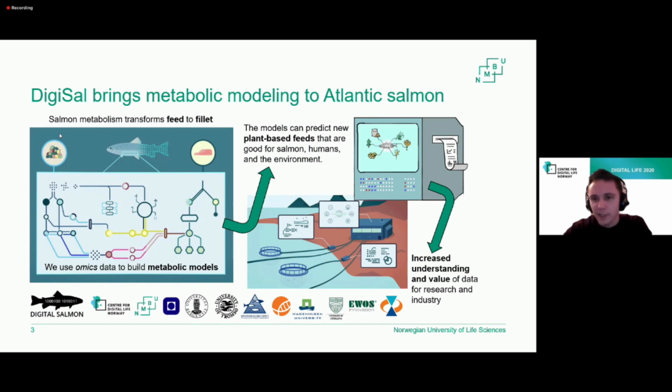Our models also constitute a framework for connecting different types of data from our Digital collaborators in academia and industry. And our goal is to allow aquaculture to move from the current situation, where action is taken as a reaction to something that has already happened, to being able to anticipate what will happen in the future and to take preemptive action.